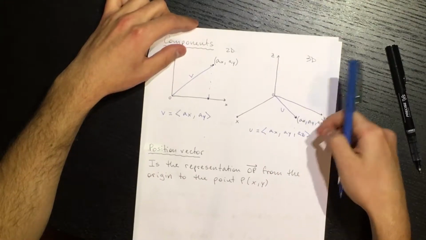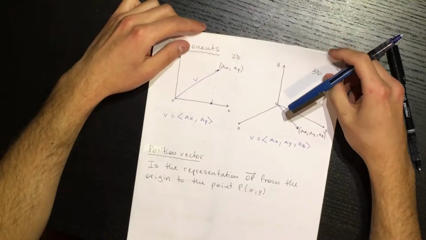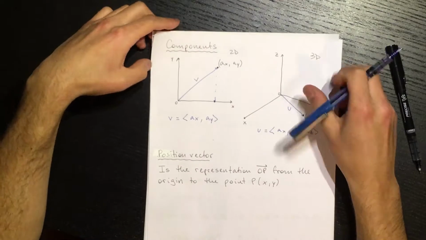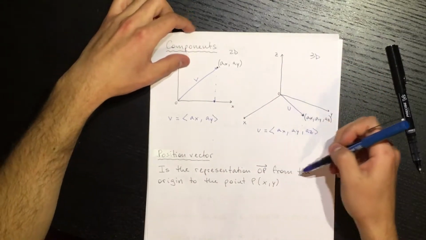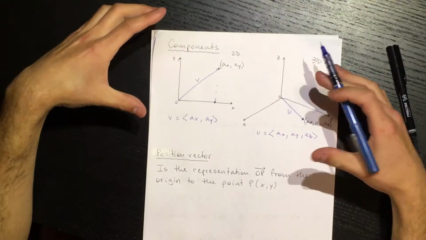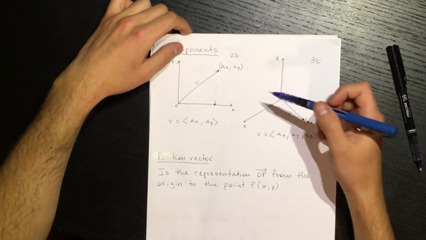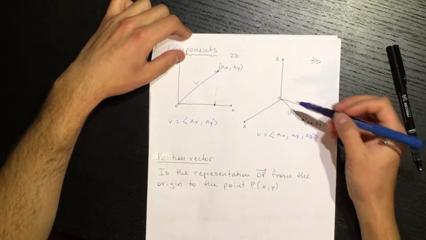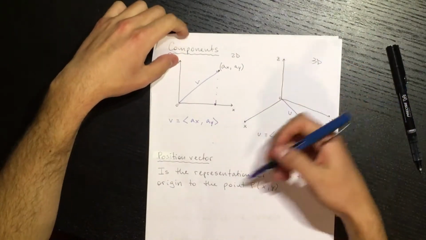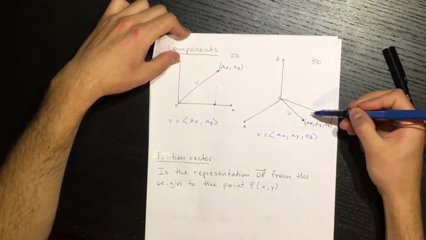Remember, this is only from the origin to a point in 3D space. Position vector. It is a representation OP from the origin to the point. So if we go back to what we were saying here, V and U are both position vectors, since they both go from the origin to a point, this one in 2D, and this one from the origin to a point in 3D.